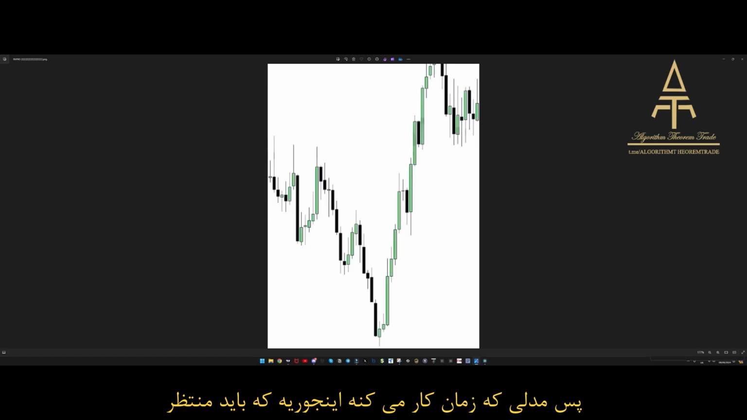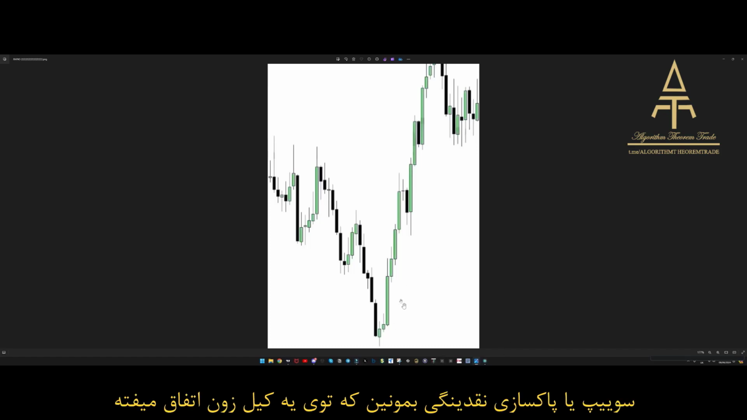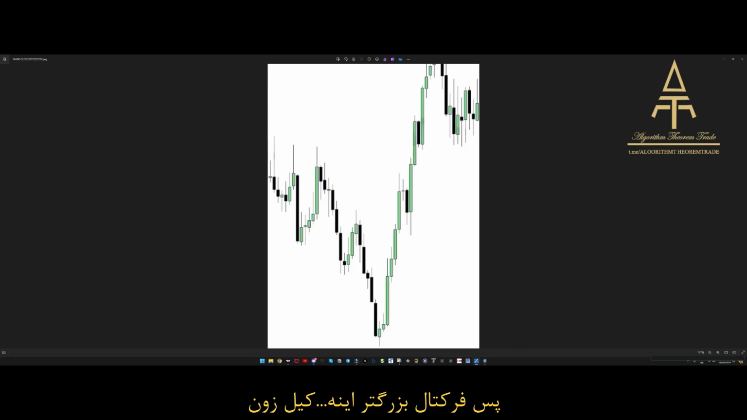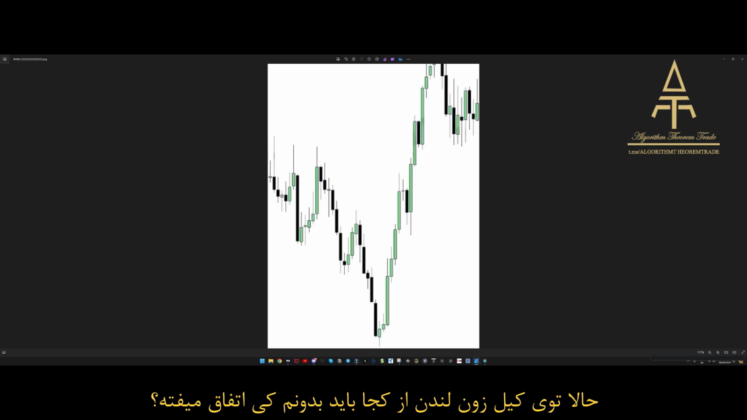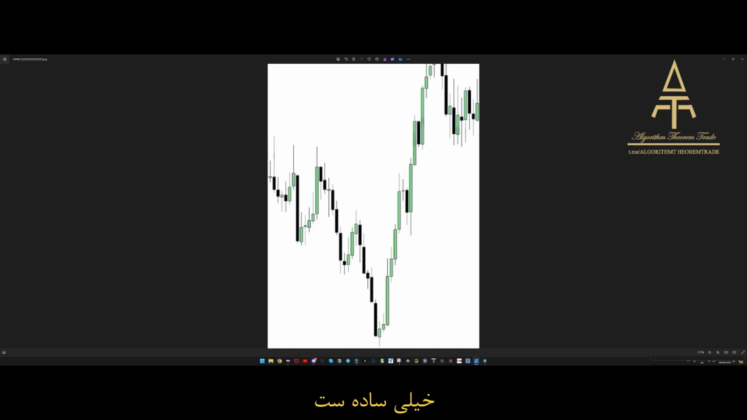So the way time works is you'll be waiting for the liquidity sweep or purge to happen in a kill zone. So that's the bigger fractal, the kill zone. So we'll be looking for the New York kill zone, for example, which is one of our favorites. Then in the New York kill zone, how would I know when to look for this to happen? Very simple. Everybody overcomplicates it. The economic calendar. Is there news today, yes or no? That's the first question you should ask. If the answer's no, it's very simple.